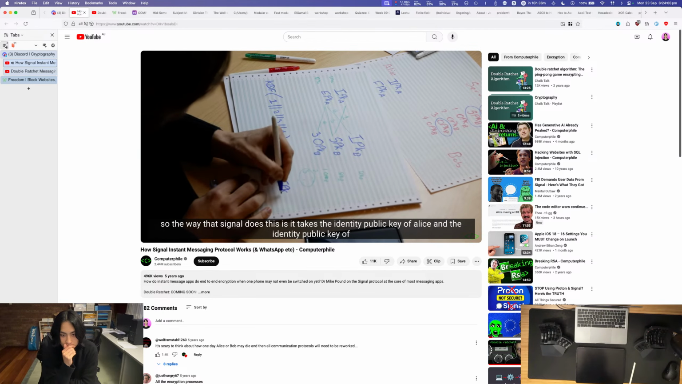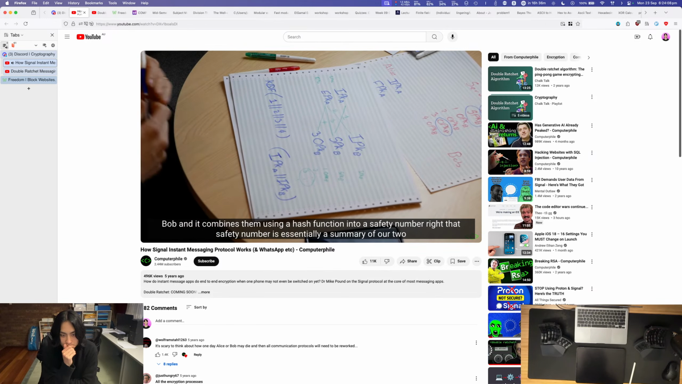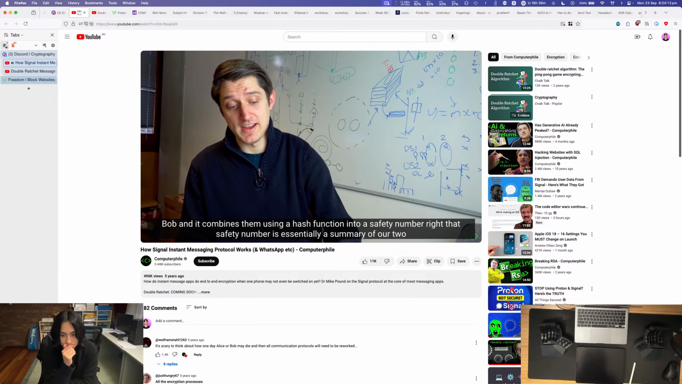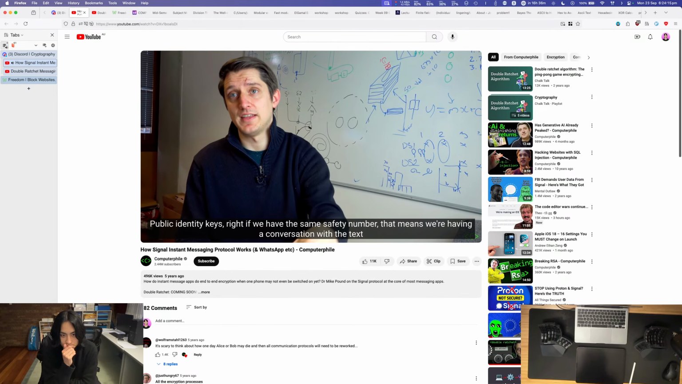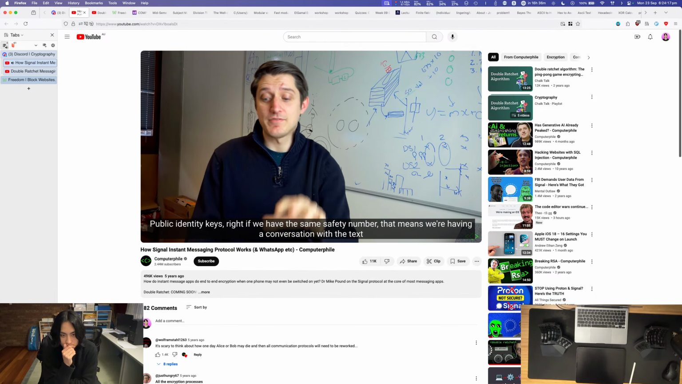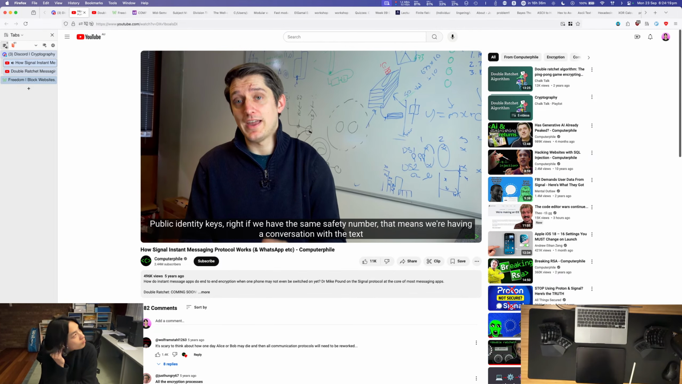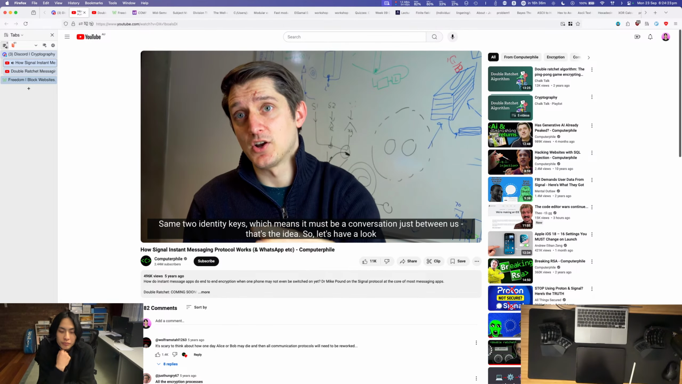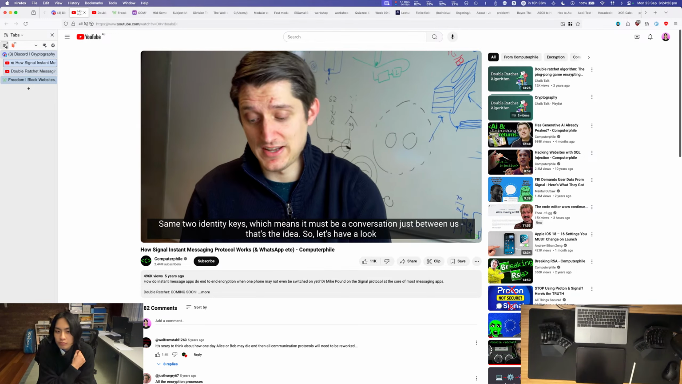The way that Signal does this is it takes the identity public key of Alice and the identity public key of Bob, and it combines them using a hash function into a safety number, right? That safety number is essentially a summary of our two public identity keys. If we have the same safety number, that means we're having a conversation with the same two identity keys, which means it must be a conversation just between us two. That's the idea. So let's have a look.